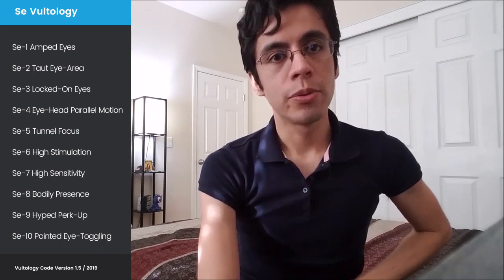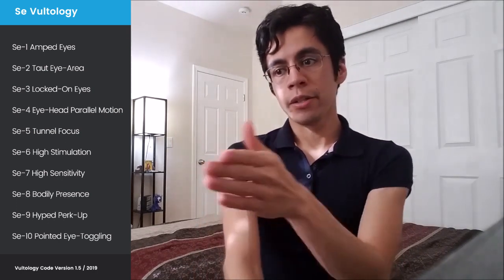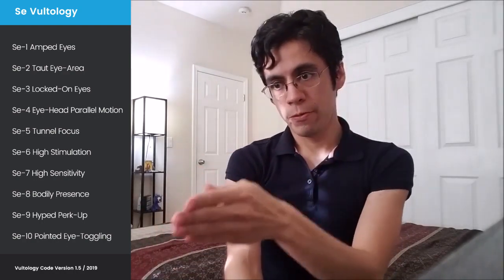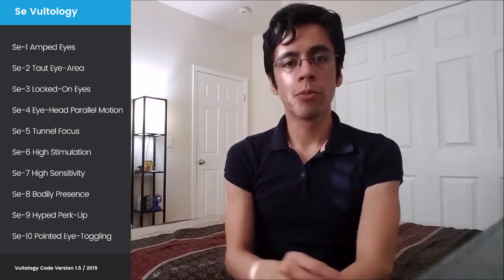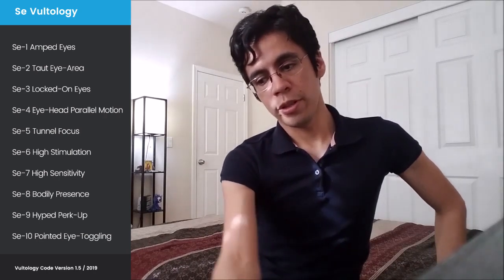SE3 is locked on eyes, and this refers to the tendency of SE to select a single object in the environment at a time. They look at it for the duration of their focus at the moment. So they might pick one or two spots and maybe switch between those two spots. So if they're talking to you, and if there's a ball on the floor, they'll look at the ball on the floor, again with the amped eyes or the taut area.